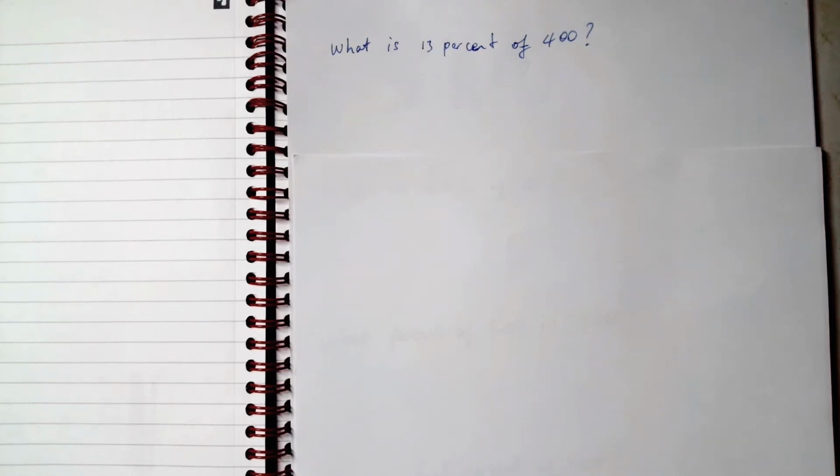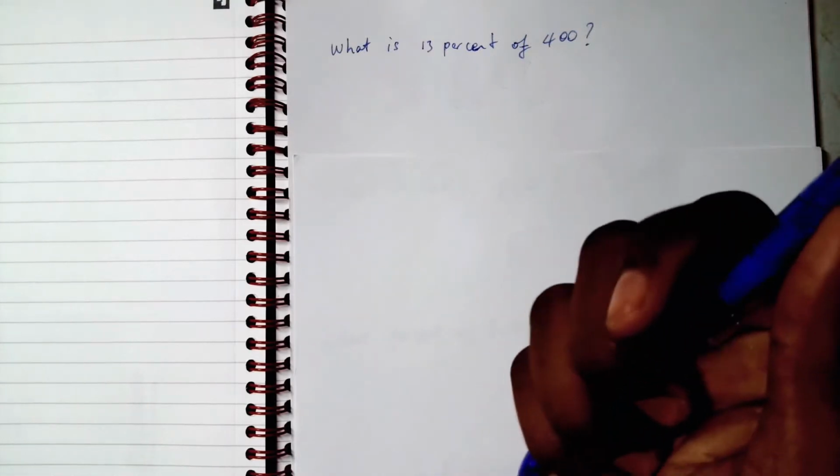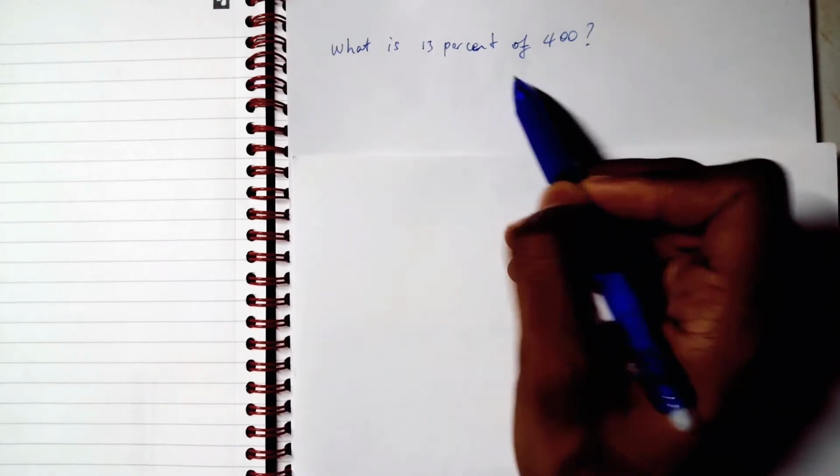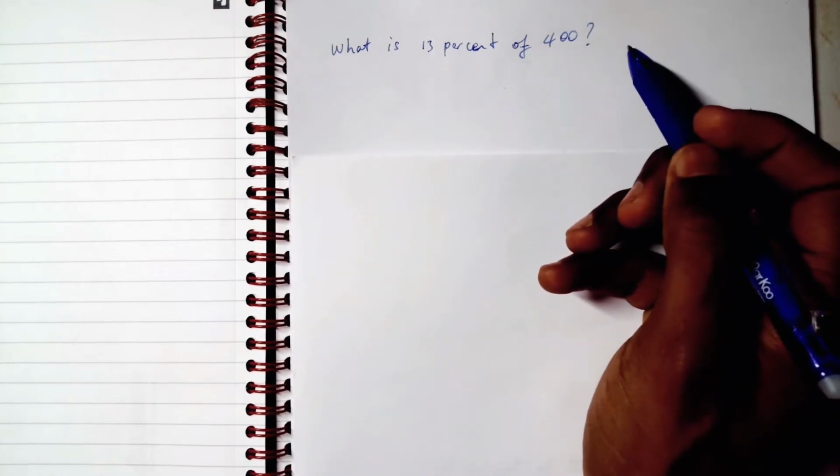Alright, so the first topic in our consumer arithmetic is the basic concept of percentages. Let's begin with a few questions. The question we have here is, what is 13% of 400?